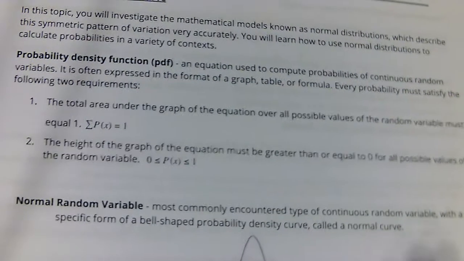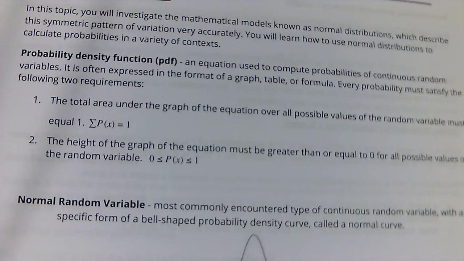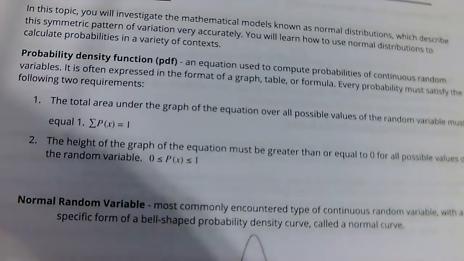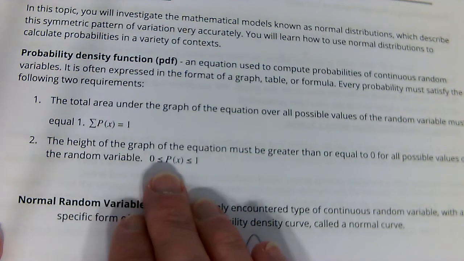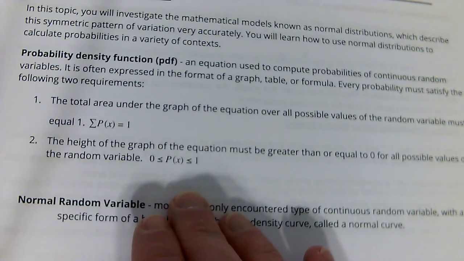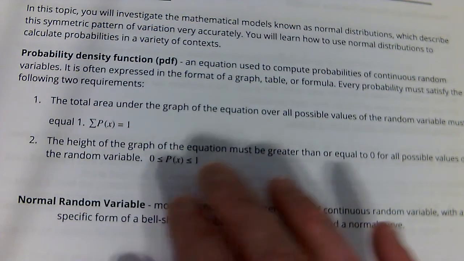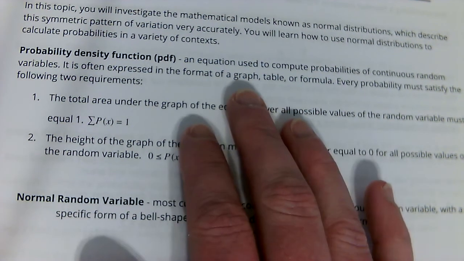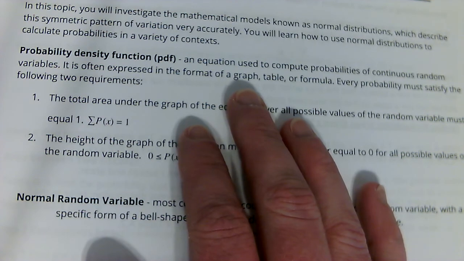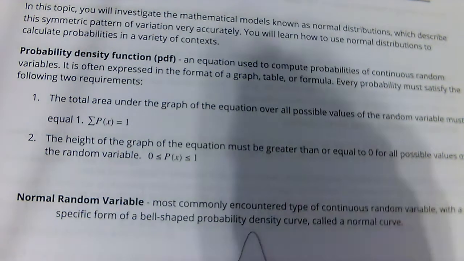Now, some of the same requirements hold true, that if we add up all of the probabilities, it'll equal 1, and that every single probability is between 0 and 1. And since we can't list it really as a table, we show these mainly as a graph or a formula.